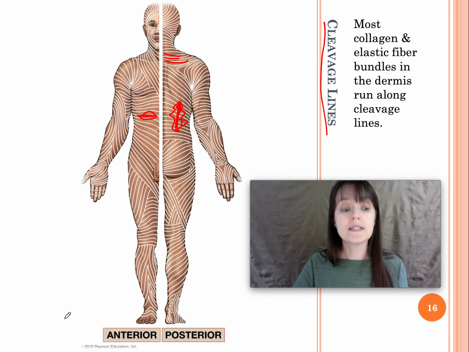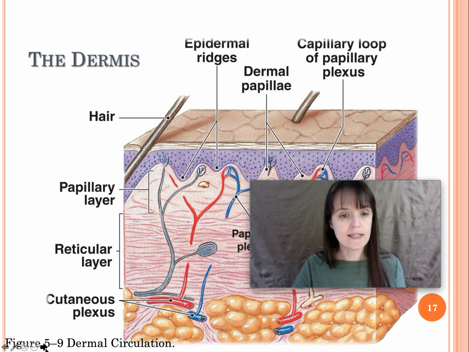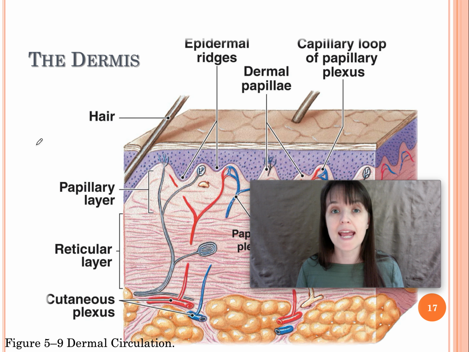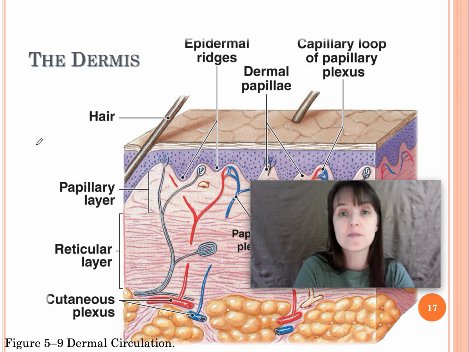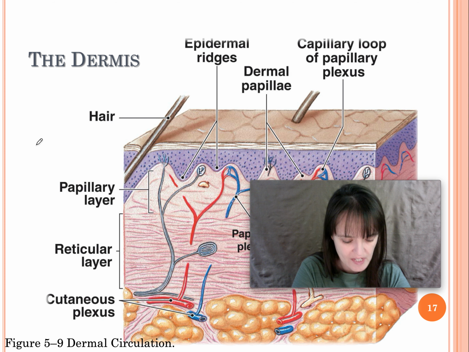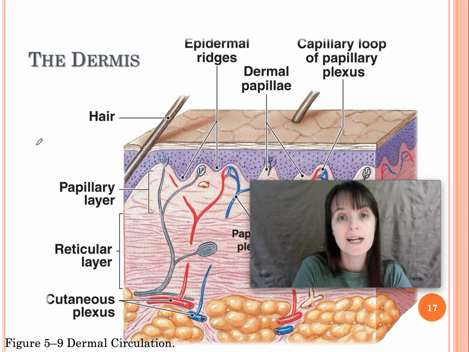The dermal blood supply. The blood supply is in the dermis. The epidermis is avascular. There is no blood supply in the epidermis. What specific layer of the skin has the most superficial blood supply? That is the papillary layer of the dermis.